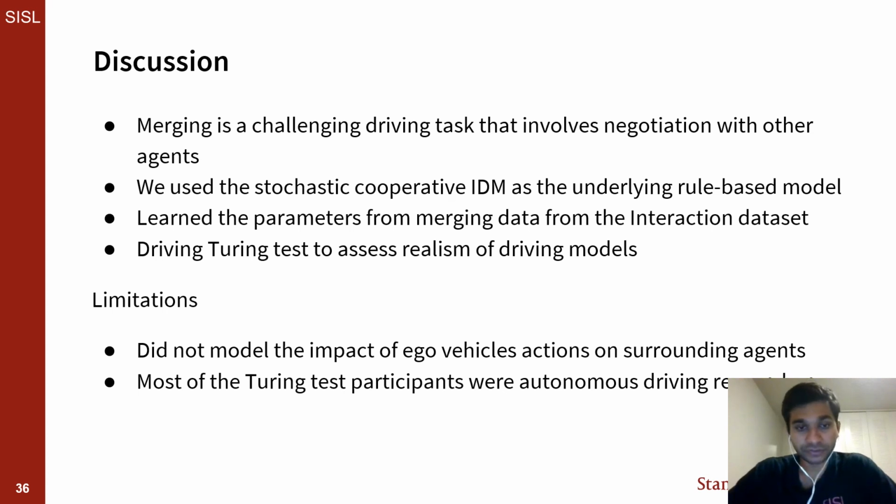There are a few limitations to this method. Firstly, we didn't model the impact of ego vehicles on the surrounding agents. So this means that whenever an ego vehicle takes an action, the surrounding vehicles also react, but we have not modeled that interactive behavior. Second, most of the Turing test participants here were autonomous driving researchers, which may have biased the Turing test results a bit.